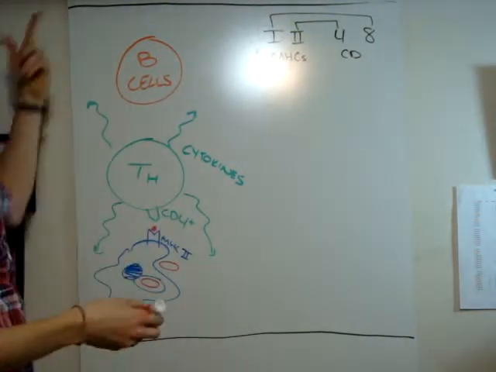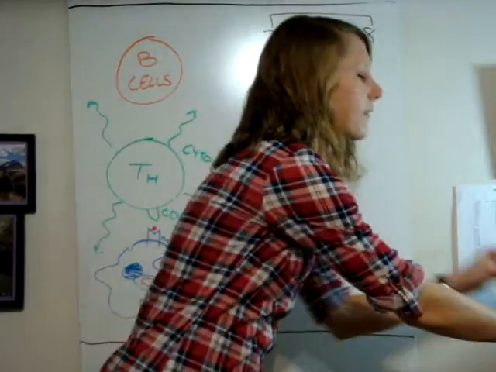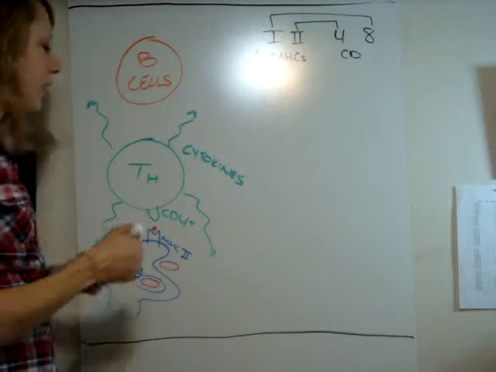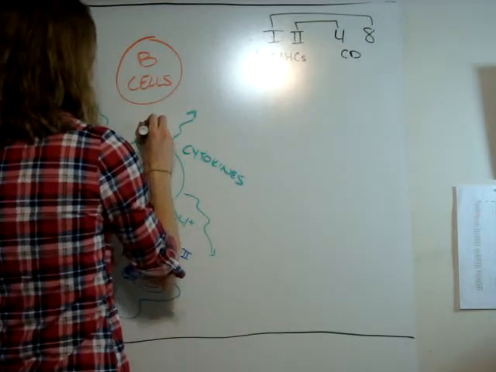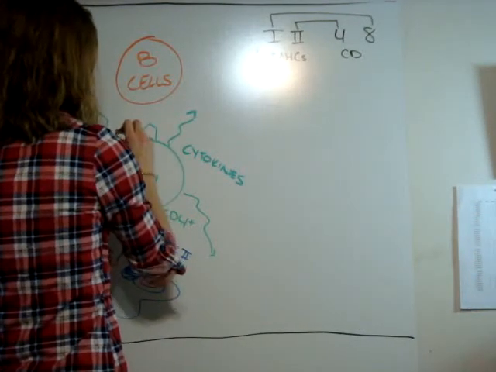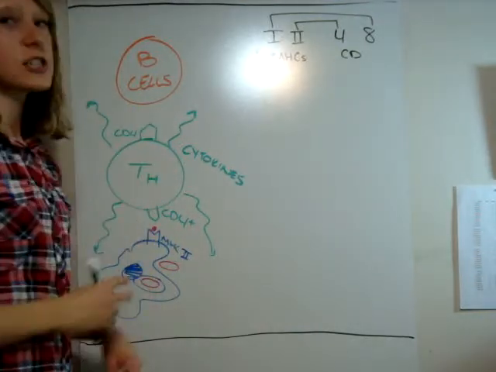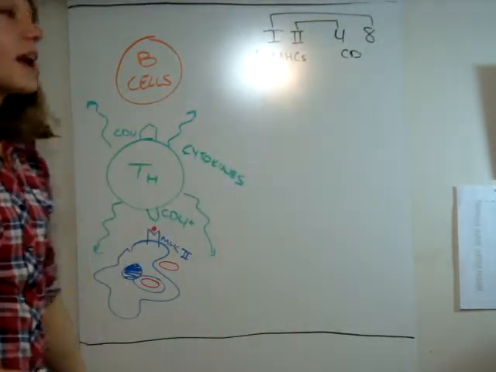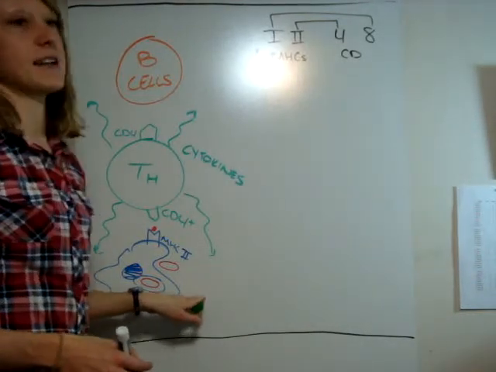But how do they talk? Well, we do know one thing, right? Helper T cells always, always, always have CD4 positive receptors. And what attaches to CD4 again? MHC class 2. But wait, I thought only phagocytes have MHC class 2.